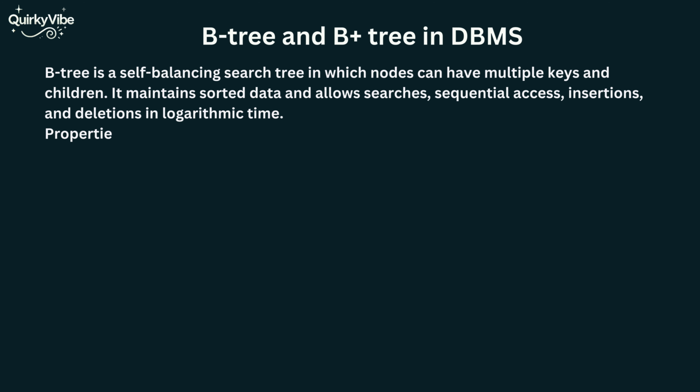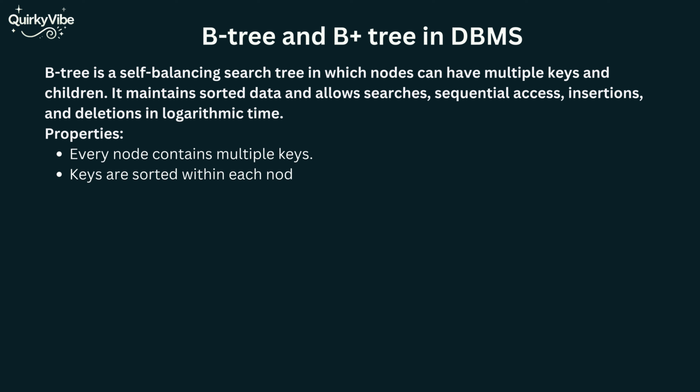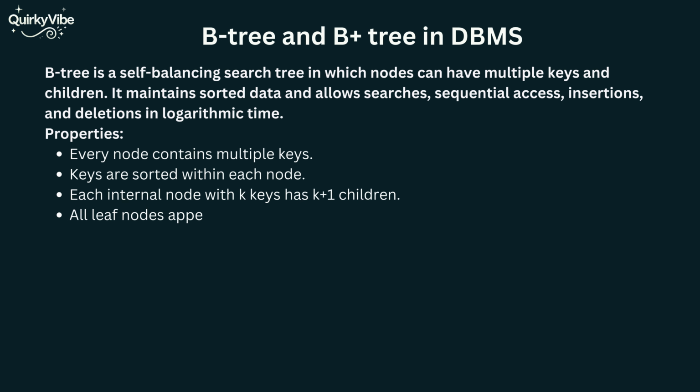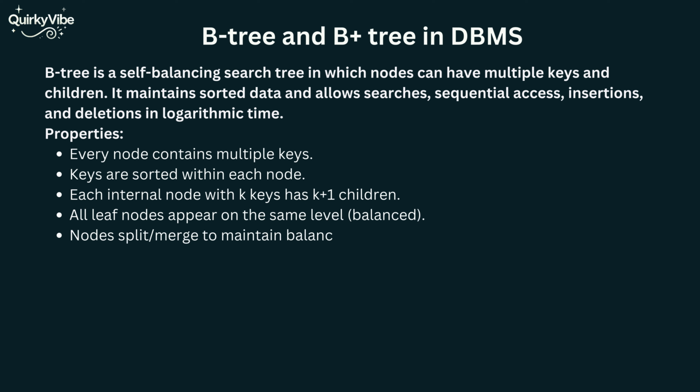B-tree has the following properties. 1. Every node contains multiple keys. 2. Keys are sorted within each node. 3. Each internal node with k keys has k+1 children. 4. All leaf nodes appear on the same level. 5. Nodes split and merge to maintain balance after insertions or deletions.